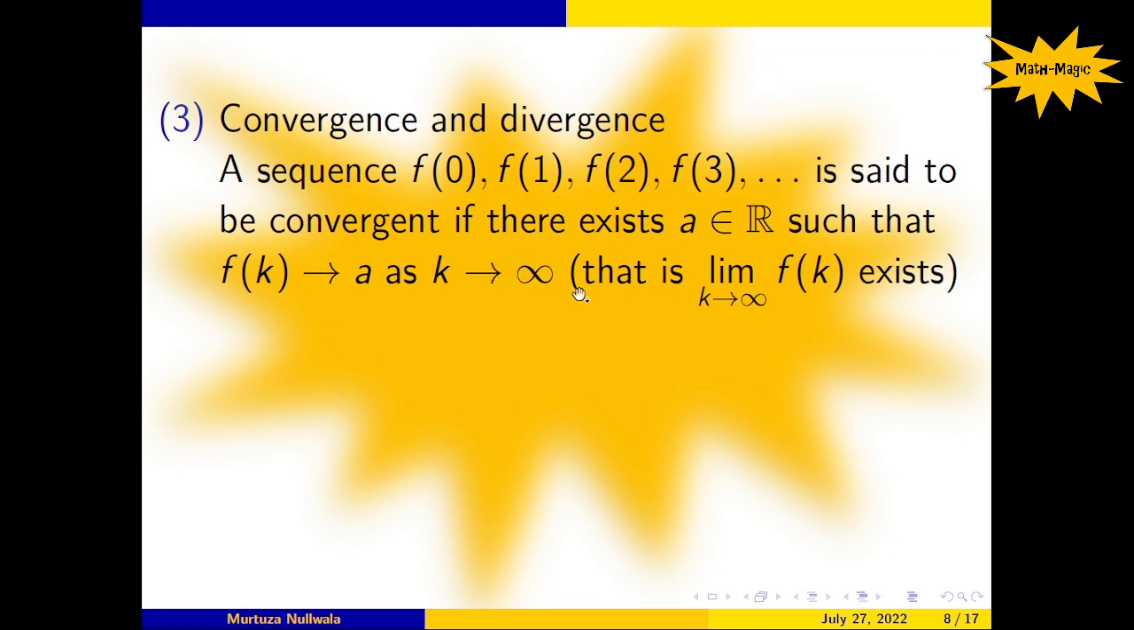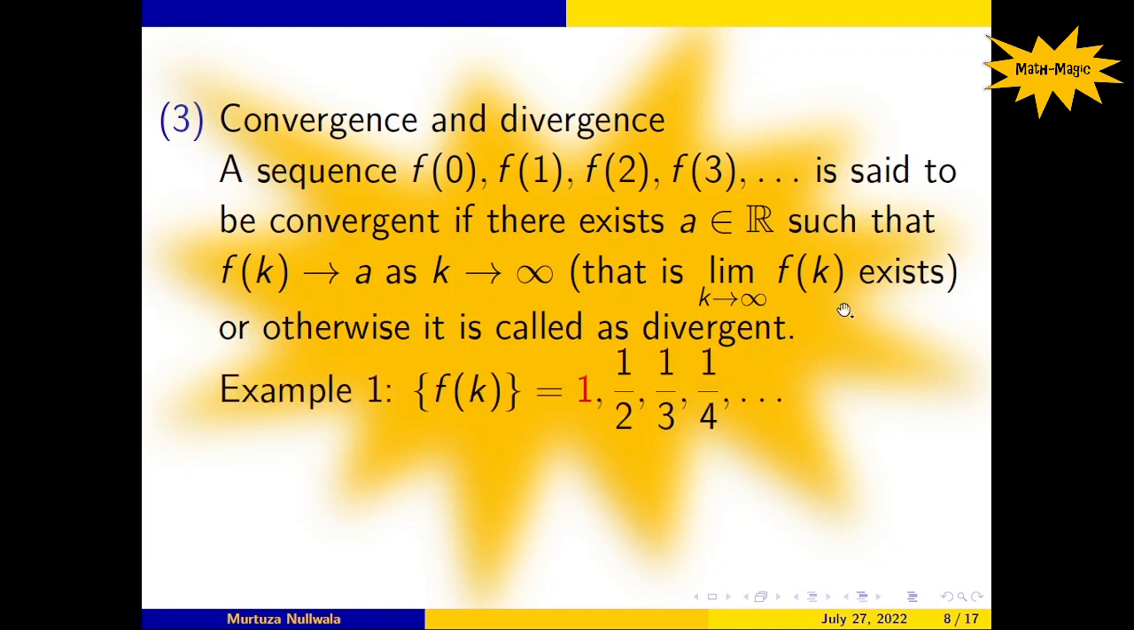Or in terms of limits, we can write it as the limit of f(k) as k tends to infinity exists. If this limit exists, we say that the sequence is convergent and it converges to a, and that a value will be nothing but the limit, the limit as k tends to infinity of f(k). Otherwise, if there is no such a, then we call the sequence divergent.